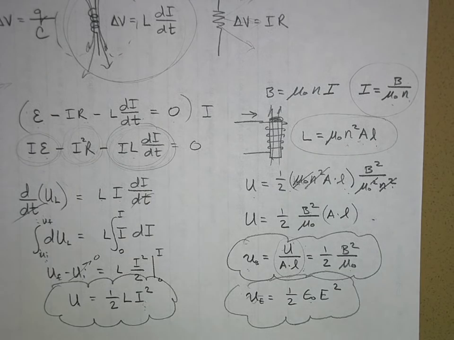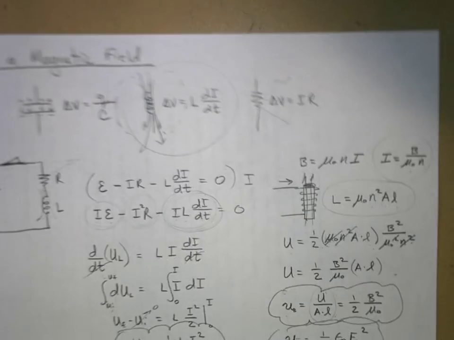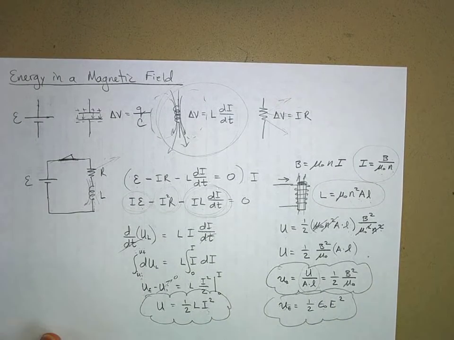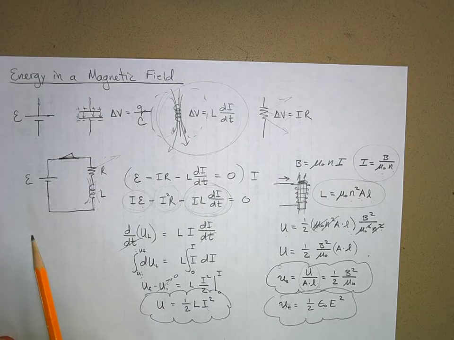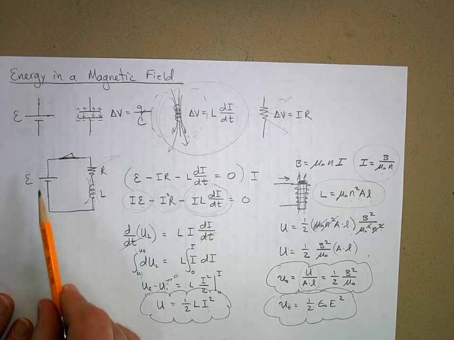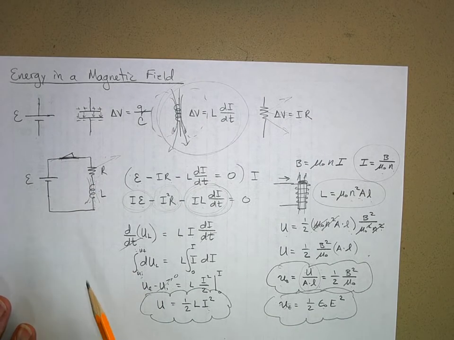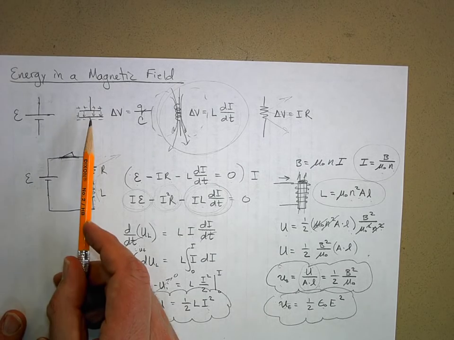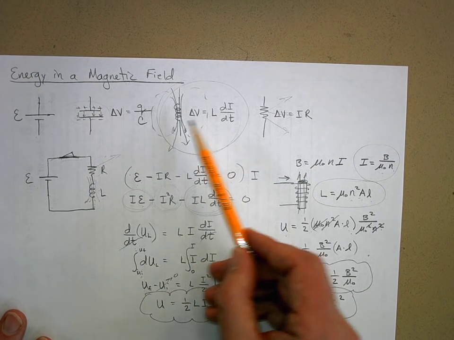So let me zoom all the way out. I'll summarize here. So think about a circuit in terms of energy. That's always a great way to deal with it. Batteries add energy. Resistors take energy away. Inductors and capacitors store energy. Capacitors store energy in an electric field. Inductors store energy in a magnetic field.